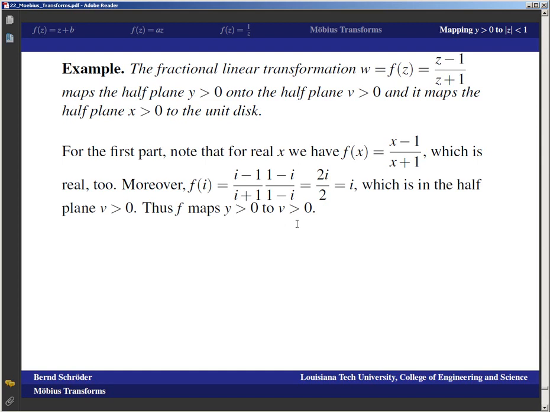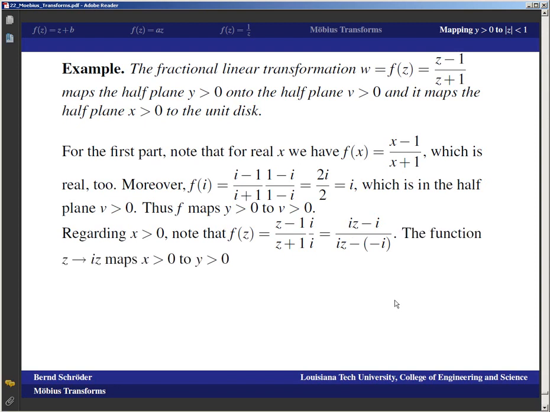For the half plane and the unit disk, we now argue as follows. When x is greater than 0, well, note that f of z equals z minus 1 over z plus 1. If I multiply that with i in the numerator and in the denominator, I get iz minus i over iz minus negative i, and that is just the form that we had in the previous theorem, only that our variable is iz instead of z, right?